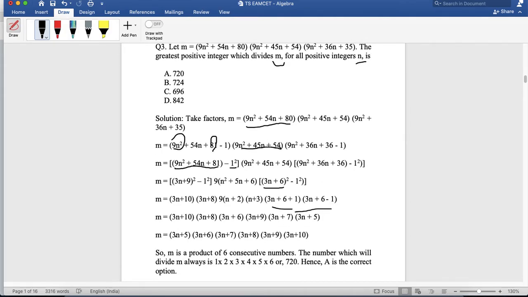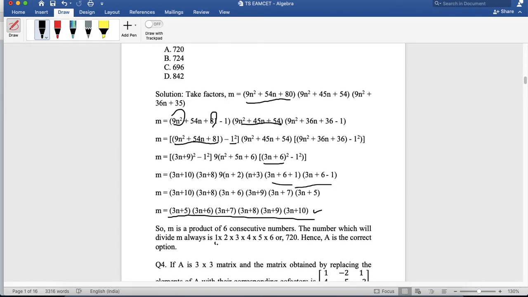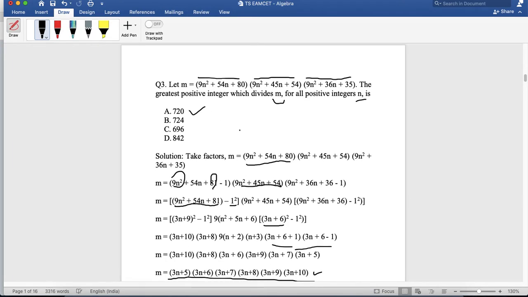I will reorganize it and I will get this. So what is this? 3n plus 5, 3n plus 6, 3n plus 7, 3n plus 8, 3n plus 9, 3n plus 10. So these are 6 consecutive numbers. And I know that 6 consecutive numbers will always be divisible by the product of 1, 2, 3, 4, 5 and 6, which is 720. Hence, this is the correct answer.